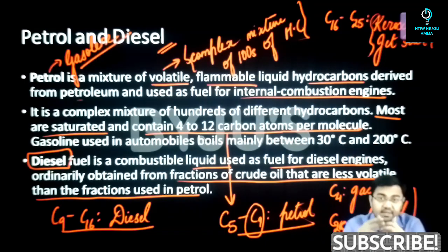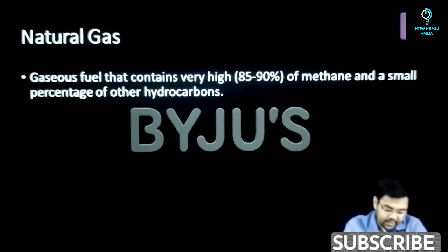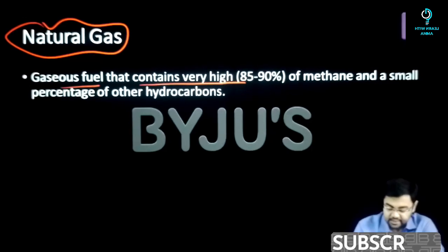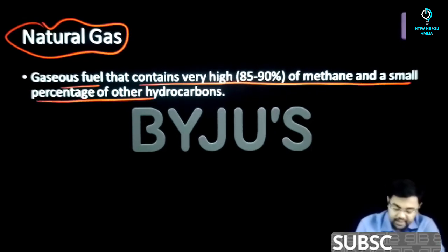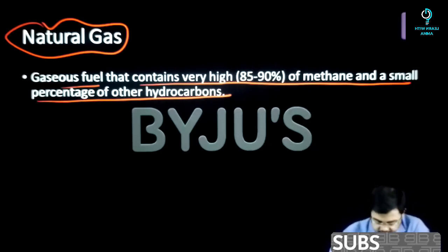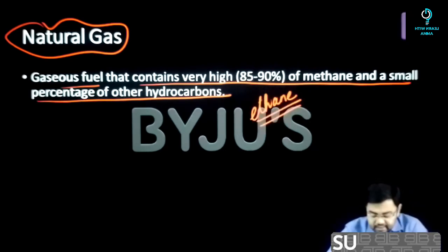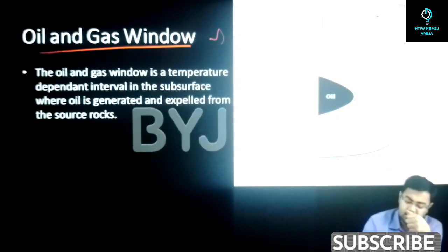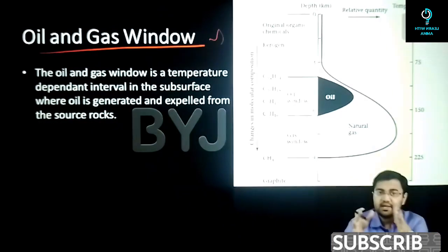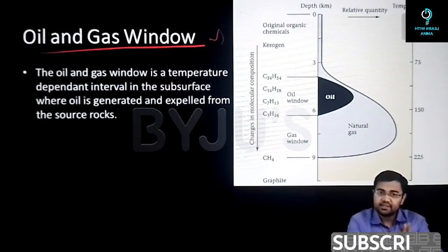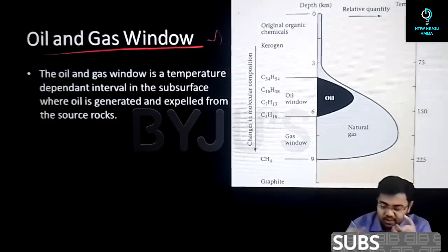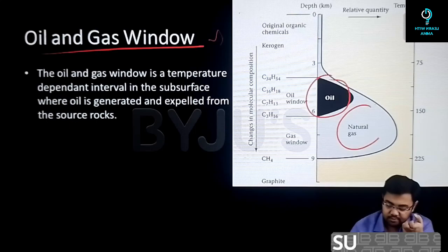Now the next kind of fossil fuel that we need to discuss is natural gas. So natural gas is basically a gaseous fuel that contains a very high amount of methane and a small percentage of other hydrocarbons, and among those other hydrocarbons, ethane is the one which has the second highest presence in natural gas. Now when it comes to natural gas and petroleum, we define something called the oil and gas window. This basically is a set of temperatures as against a set of depths where you have a higher chance of finding petroleum or natural gas.